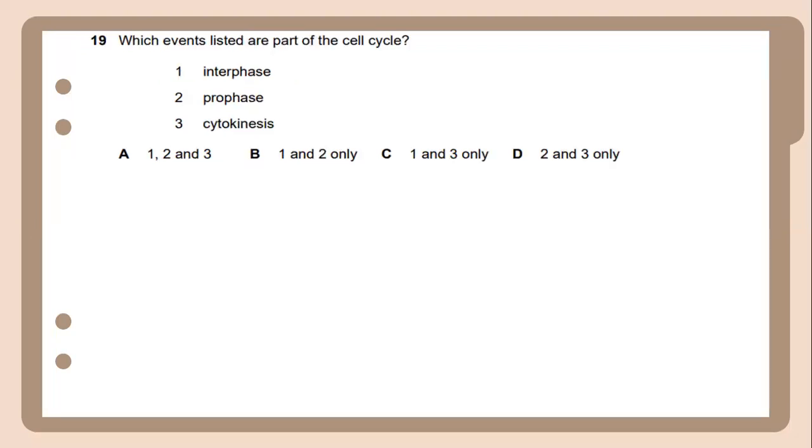Which events listed are part of the cell cycle? The events that are part of the cell cycle are interphase and cytokinesis. The answer will be 1 and 3.